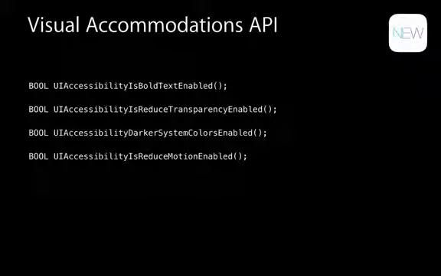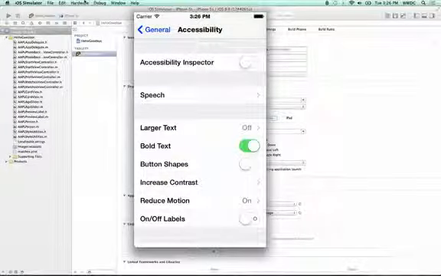We have a way for you to detect whether the user has bold text, reduced transparency, darken colors, or reduced motion enabled. And that makes it really easy for you to make specific adjustments in your app for those users. So I'd like to show you how you can do that now using a sample app we created for this presentation. Okay, so first, we're going to identify some areas of our app that need visual accommodations.